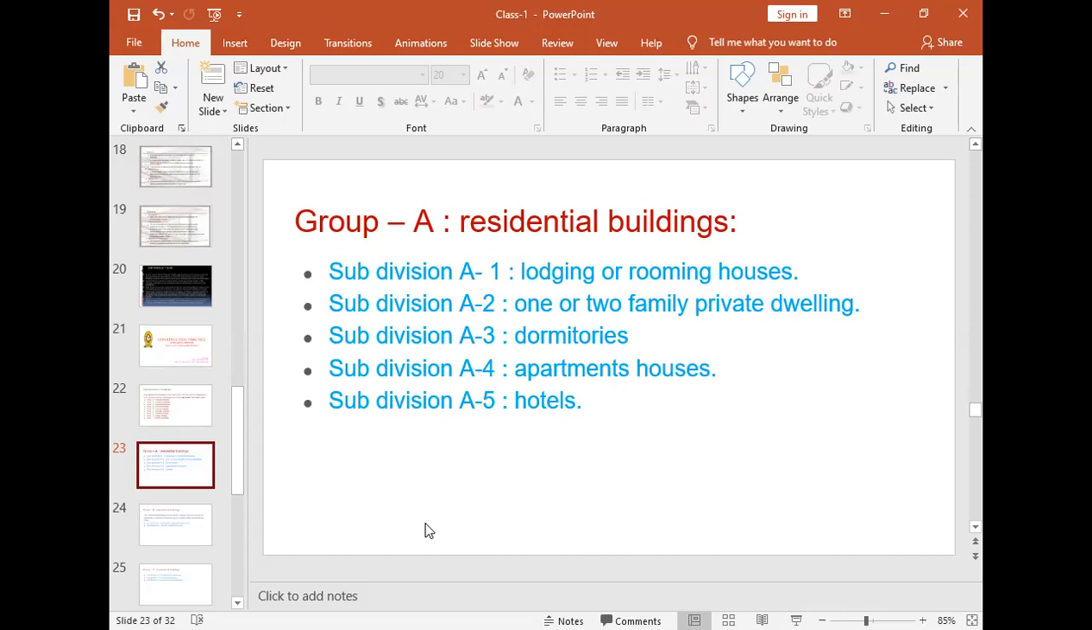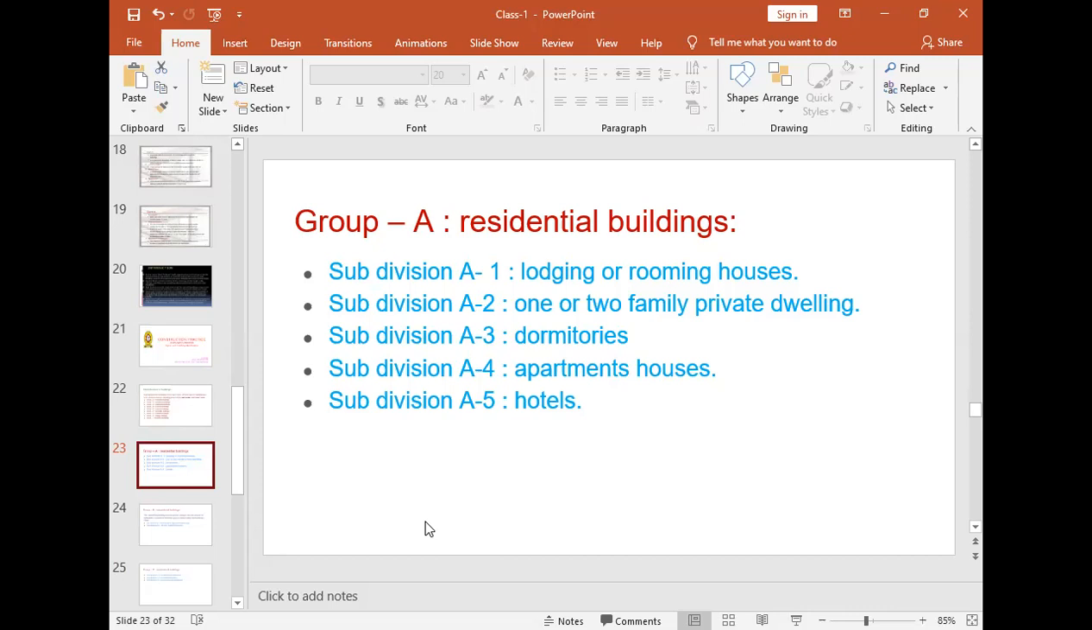In subdivision 3, the dormitories, we have groups accommodated in single rooms or jointly shared rooms without cooking facilities. These houses come under dormitories. And then apartment houses. Everyone knows that in apartment houses a number of families are accommodated at one place, with cooking and dining facilities provided.